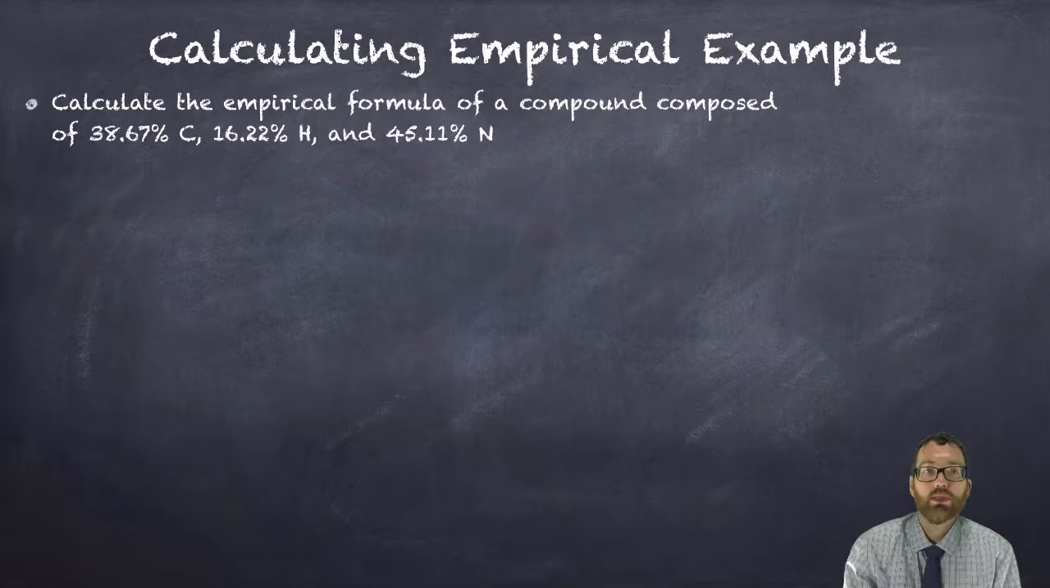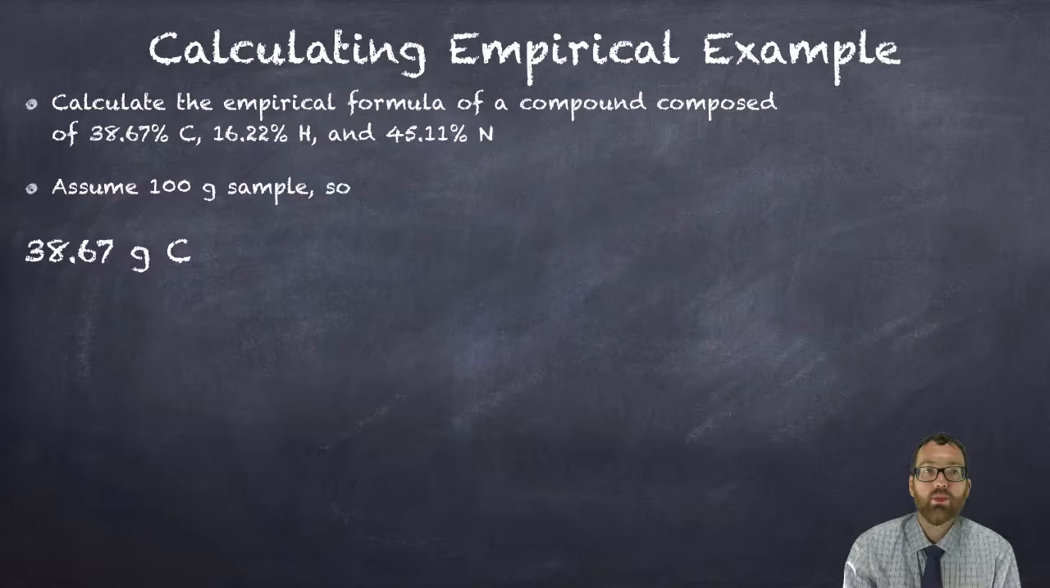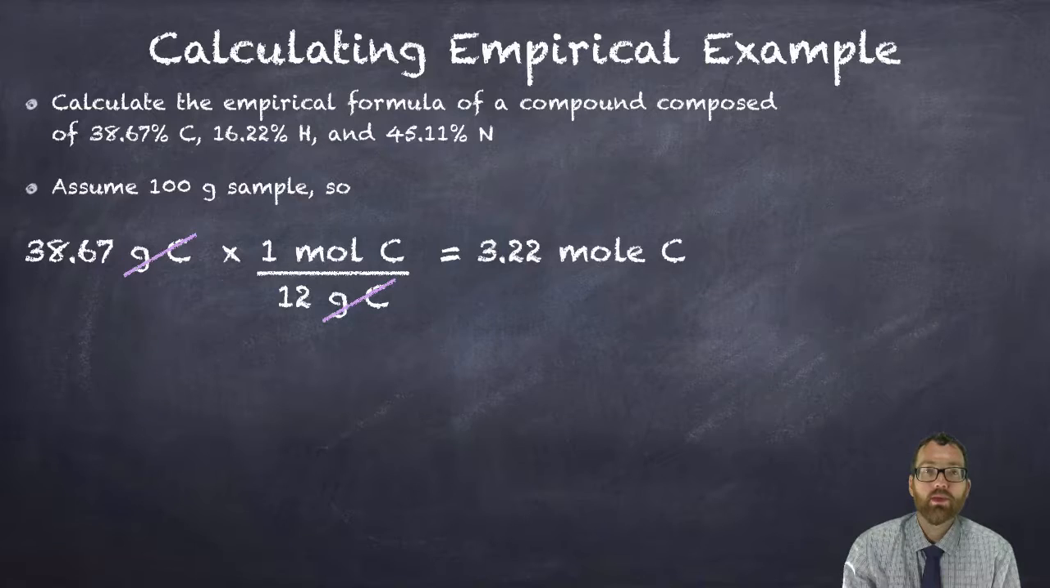So step 1 is to assume we have a 100-gram sample. That means I have 38.67 grams now of carbon, and I need to convert that into moles. In 1 mole of carbon, remember I have 12 grams of carbon. So grams and grams will cross off, and I'll get 3.22 moles of carbon.